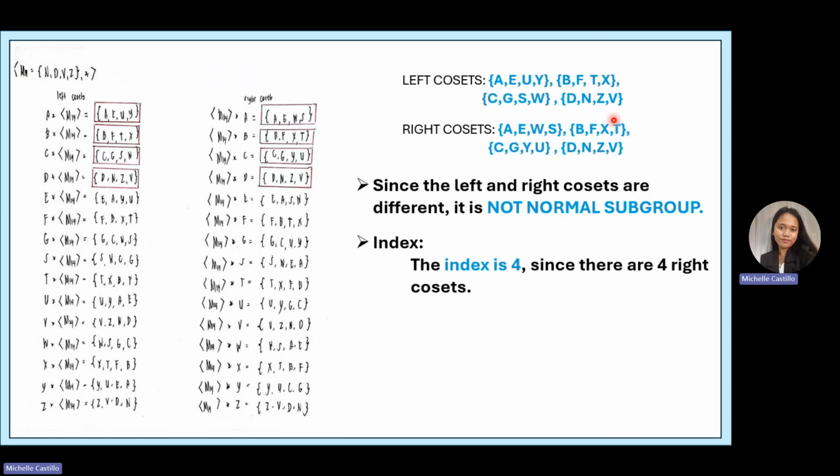Then for the index, there are 4 right cosets, therefore the index is equal to 4. Then the factor group does not exist since this subgroup is not normal.